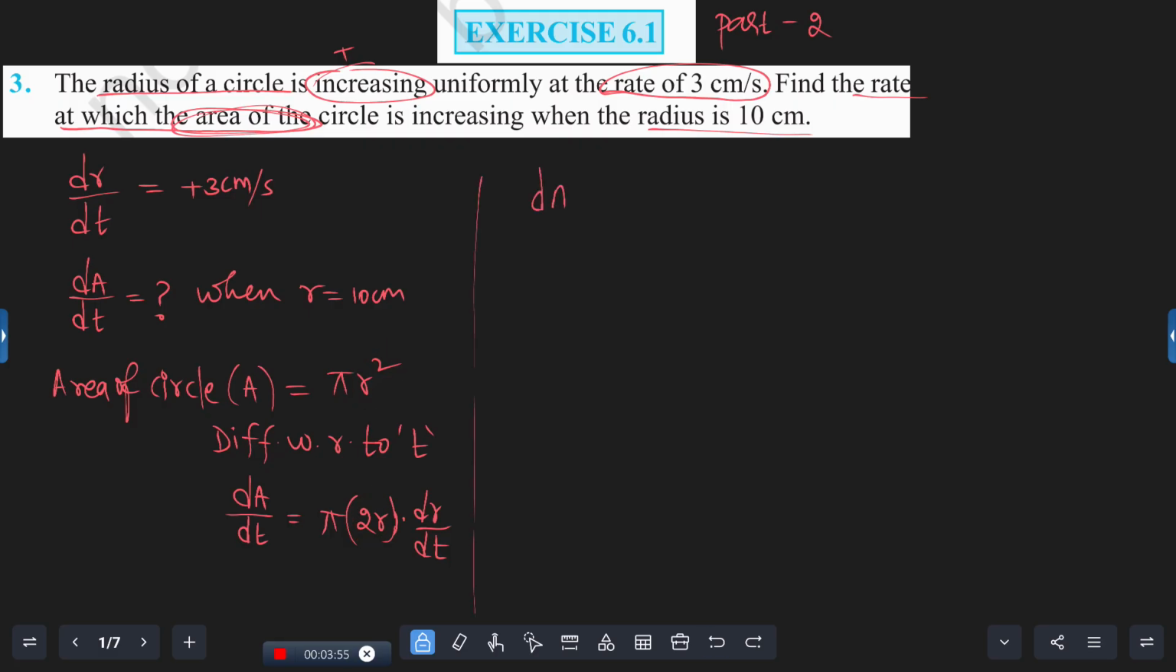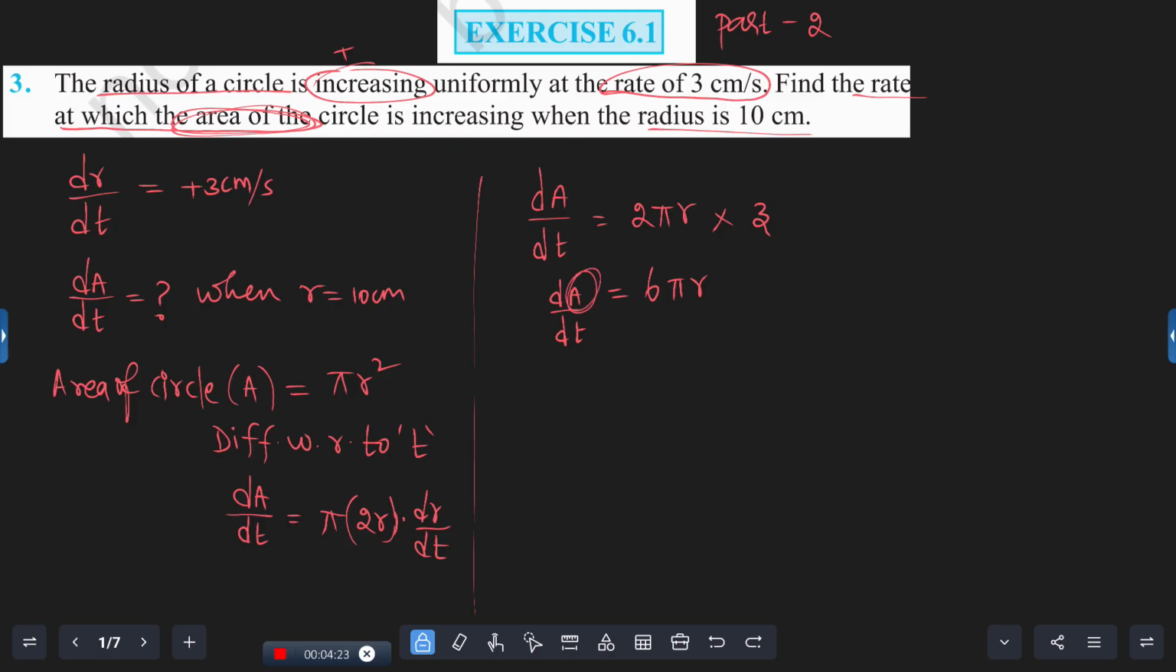So dA divided by dt is equal to 2 pi r multiply dr by dt, which is given by the question. dr by dt is 3 centimeter. Understand? So when you multiply each other, what am I getting? 6 pi r. This is dA divided by dt. This is what they asked to find.